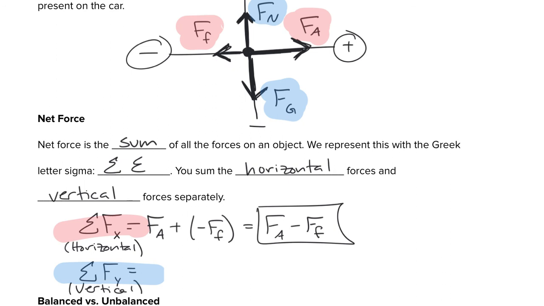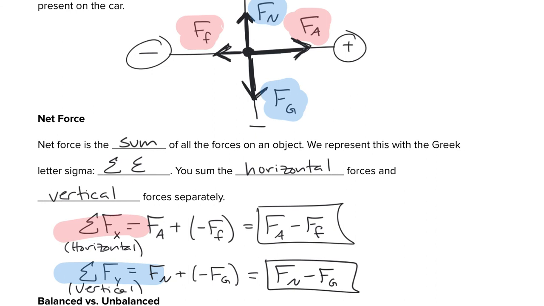Okay, hopefully you all discussed what you think it is, and what you should have come out with is Fn, because Fn was going positive, plus negative Fg, because it was going down, which is really equal to Fn minus Fg. So that's your sum of forces in the x direction and in the y direction. That's going to be your fourth step in your free body diagram.